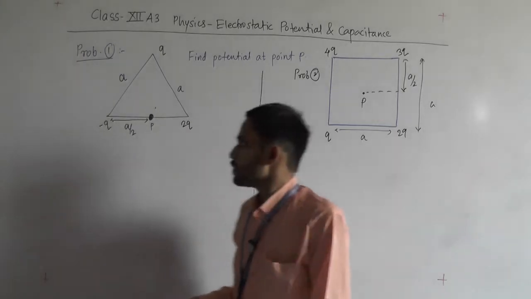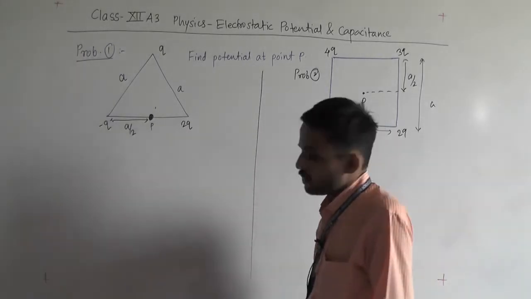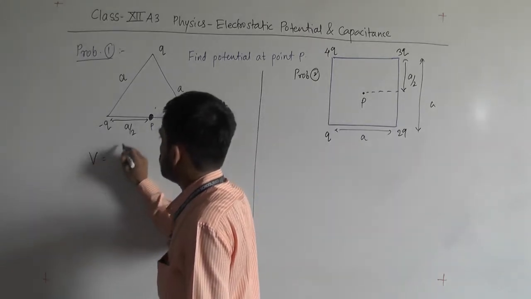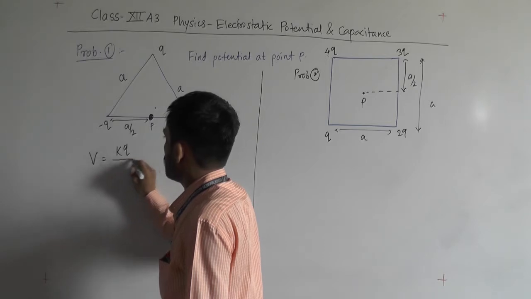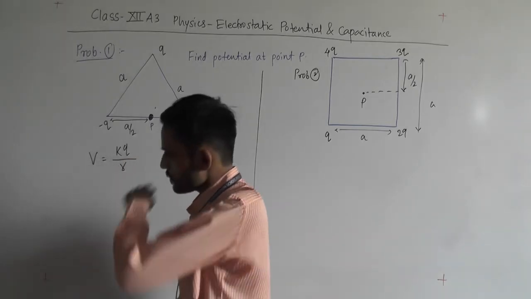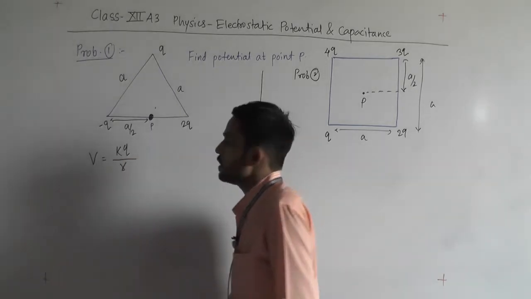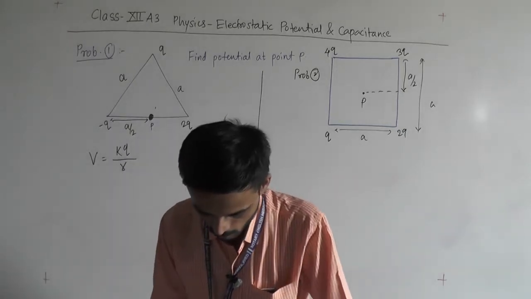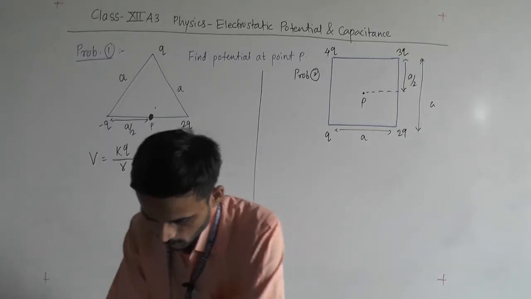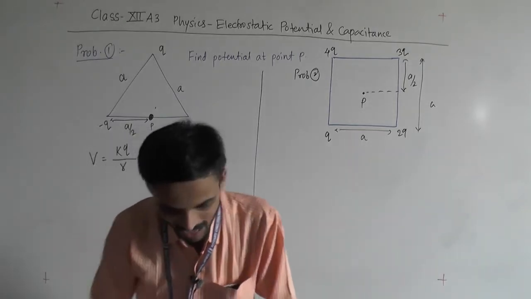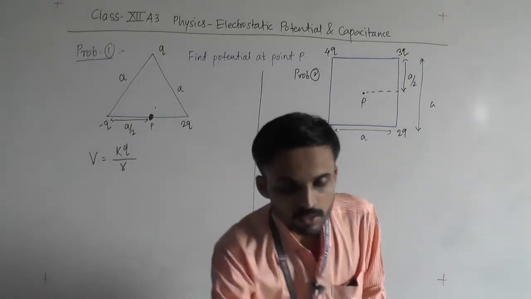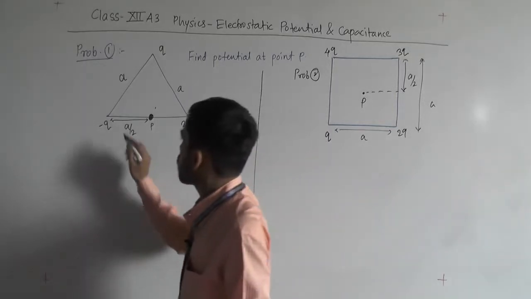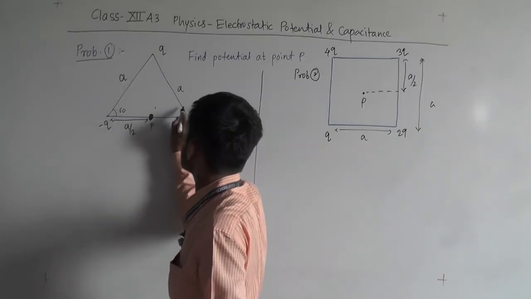So W upon Q is the formula for potential, but we know that V is equal to KQ upon R. How it is coming, that also you are knowing. As it is an equilateral triangle, the angle will be 60 degree, right? Angle will be 60 degree.